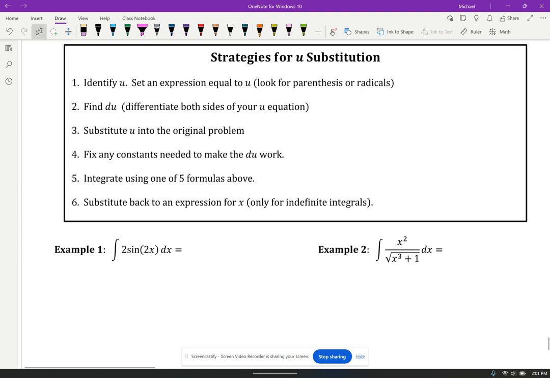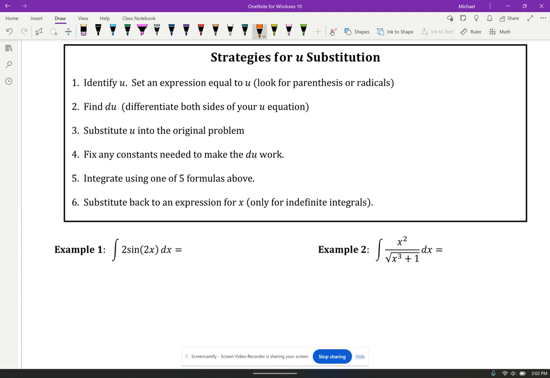So here are some strategies. Number one, we're going to have to identify what the u is in each integral that we're doing, and we're going to set the inner function, that junk, if you will, equal to u. It says look for parentheses, look for radicals, look for anything that has an inside. Chances are that's your u. And then we're going to find du. Du is the differential. We're going to take the derivative of both sides of that u equation. And then we're going to substitute u into the original problem. We're going to make sure that we can substitute du, and if we can't, we're going to fix any constants, and we'll get into step 4 here in a little bit.